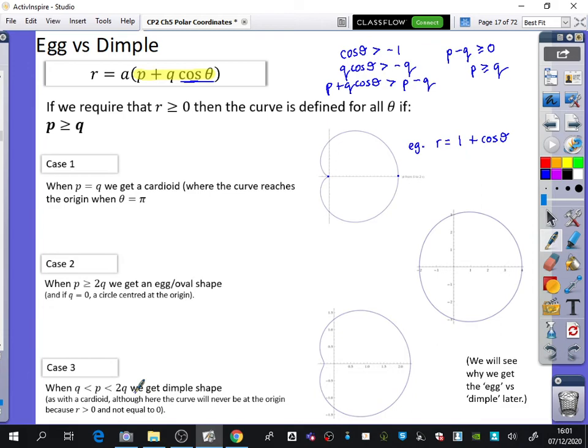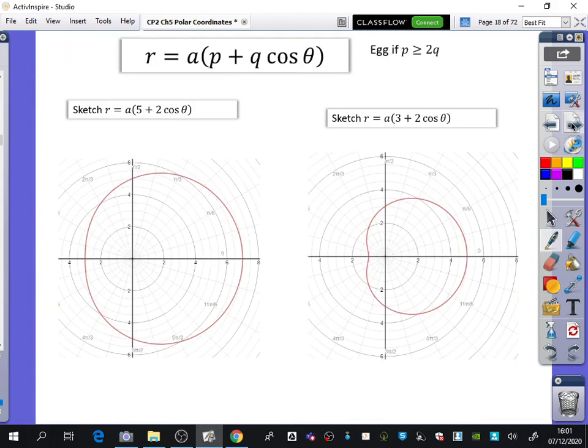Okay, so let's see if we can apply that to these next ones that I've got on the next page. So here, this is P and Q. It always goes in alphabetical order. So this time I've got P is 5 and Q is 2. So it's an egg because 5 is greater than 2 times 2. That is why this one here is an egg shape.